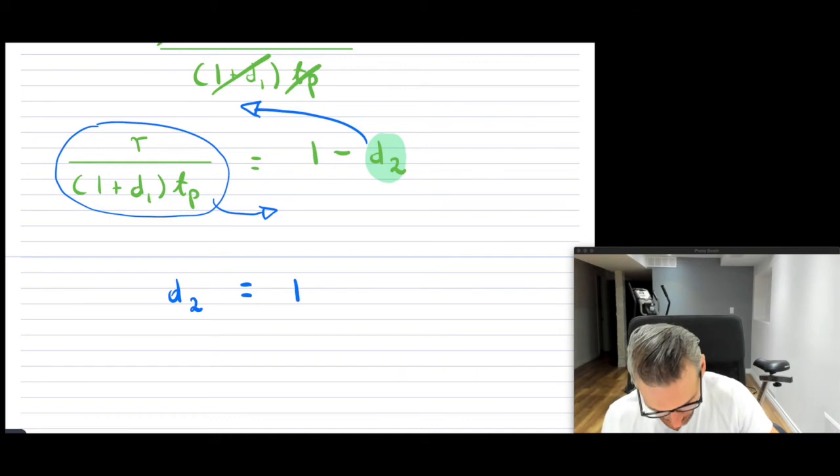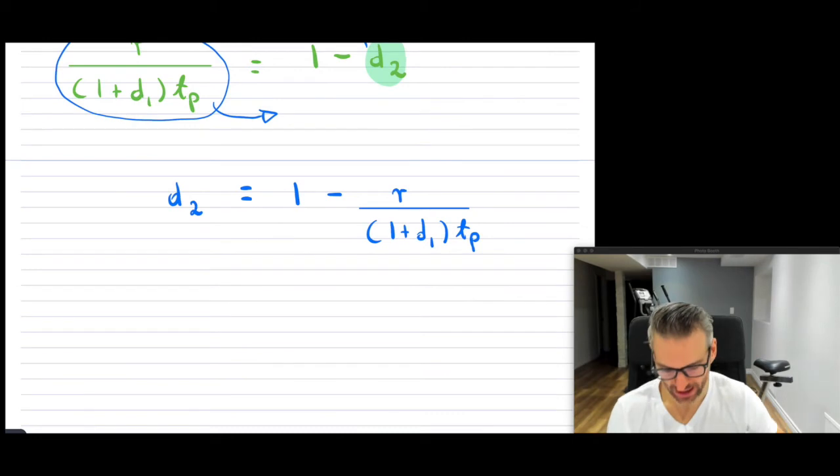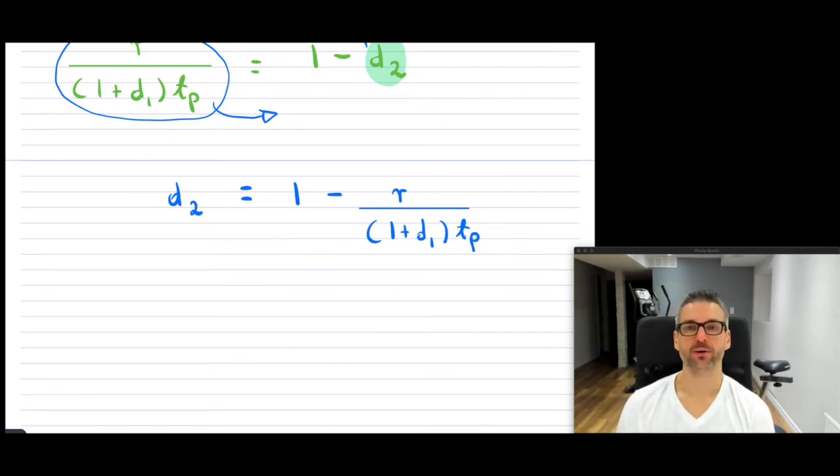So I'm going to have the 1 stays there. If I bring the term over, I'm going to have r all over 1 plus d1 tp, and I've isolated for d2. Now on the right hand side, you can play around and make it look different. You can find common denominators and so on. I'm going to avoid that because our goal was just to isolate for d2. So that's this example.